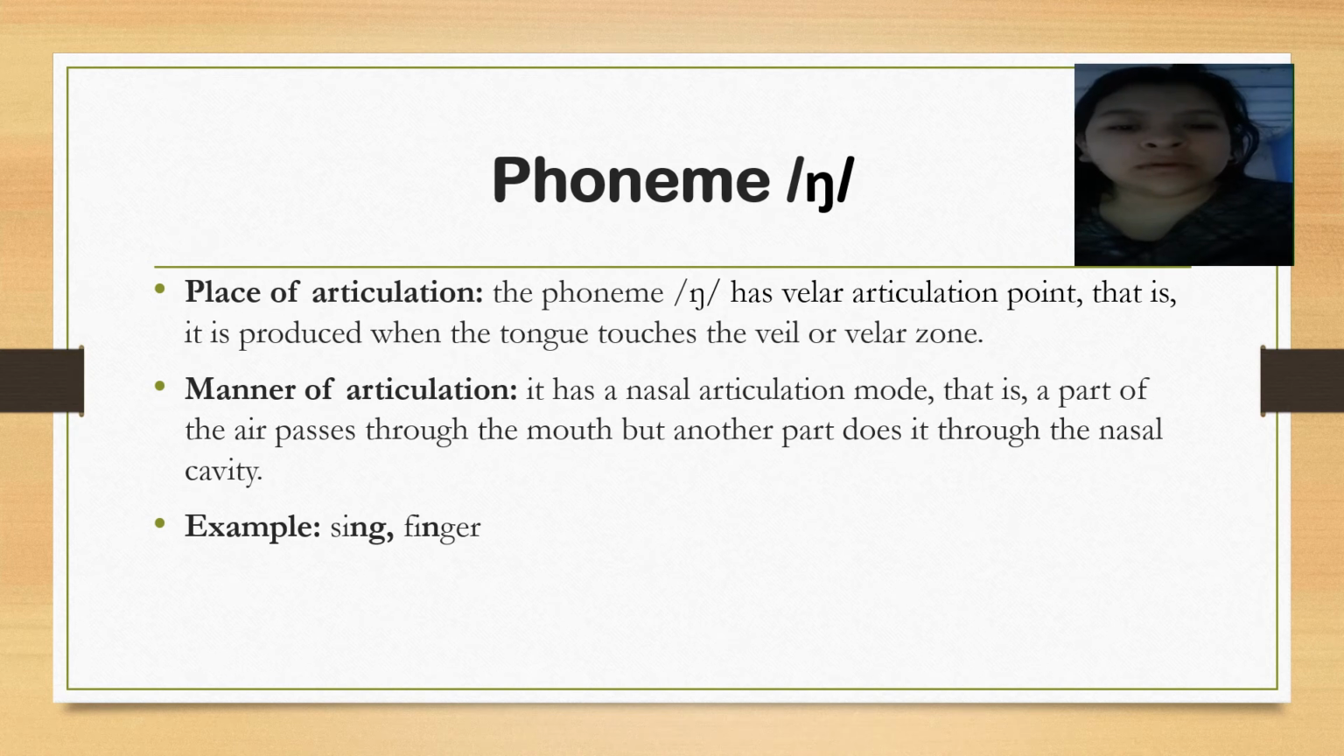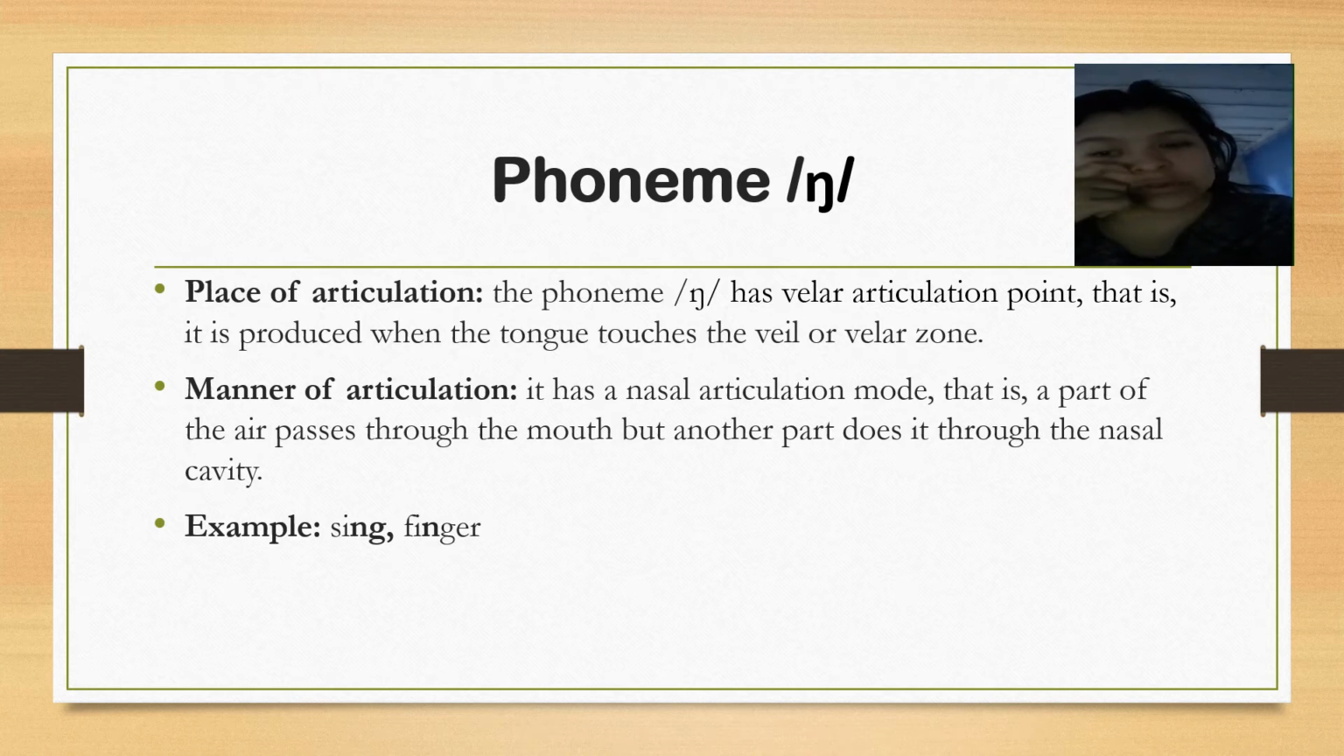Phoneme. This phoneme has a velar articulation point, that is, it is produced when the tongue touches the velum or velar zone. It has a nasal articulation mode, that is, a part of the air passes through the mouth, but another part passes through the nasal cavity. The pronunciation of the phoneme is. Example: sing, finger.